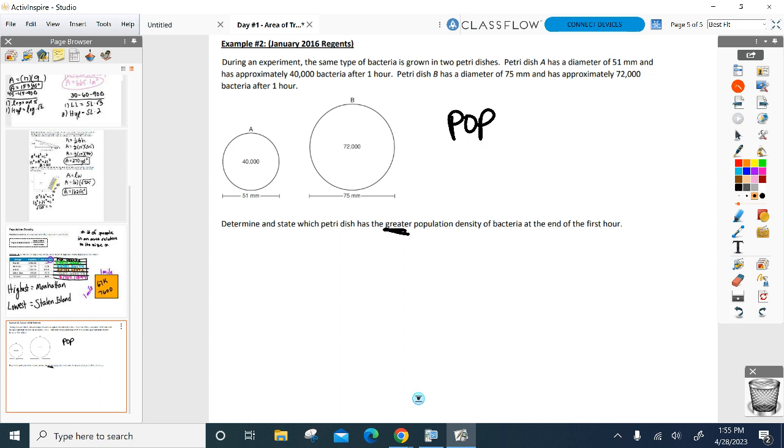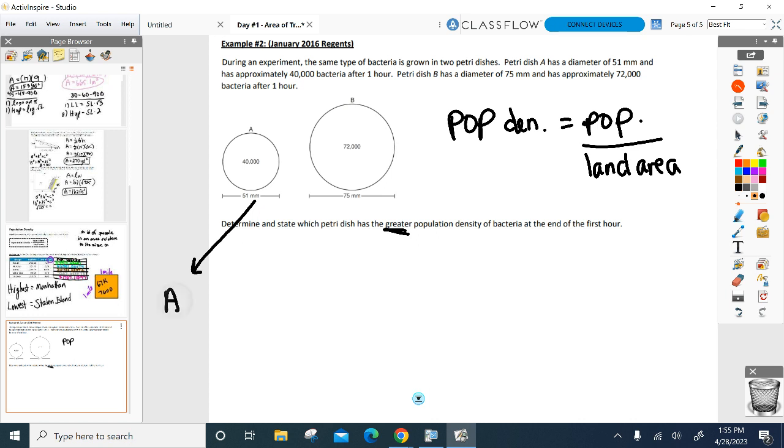Population density equals population, which I have, 40,000 and 72,000 over land area. Unlike the boroughs question, I didn't give you the land area. What shape is the land area? Circle. I did give you that area formula at the beginning of today, and it's on your formula sheet. So the first thing you and your group are going to have to do is find the land area so you can plug it into the population density formula.